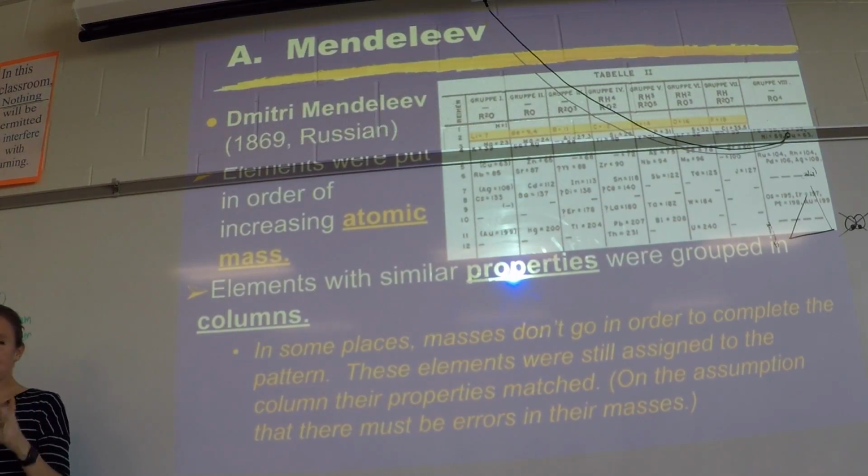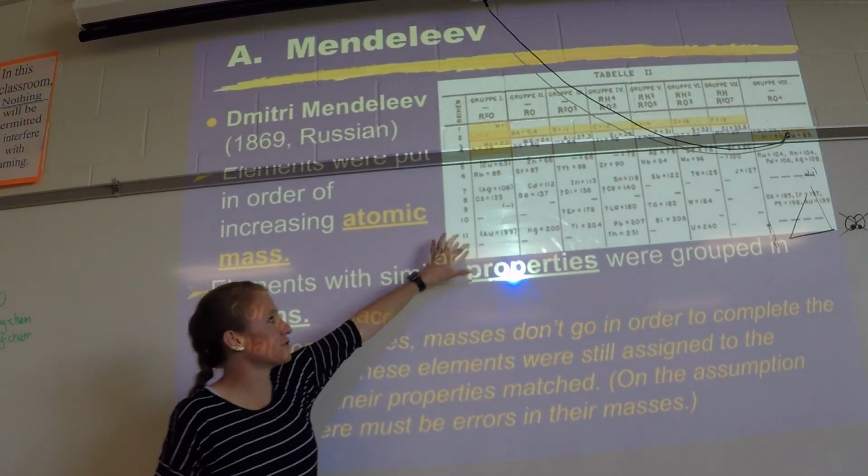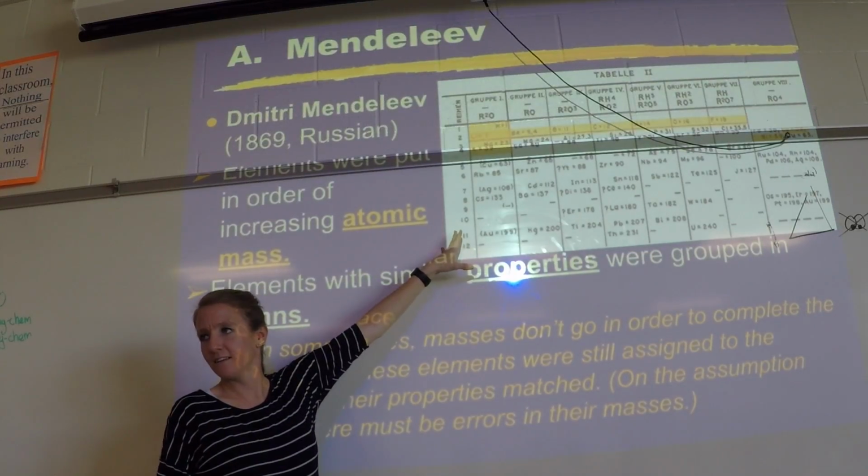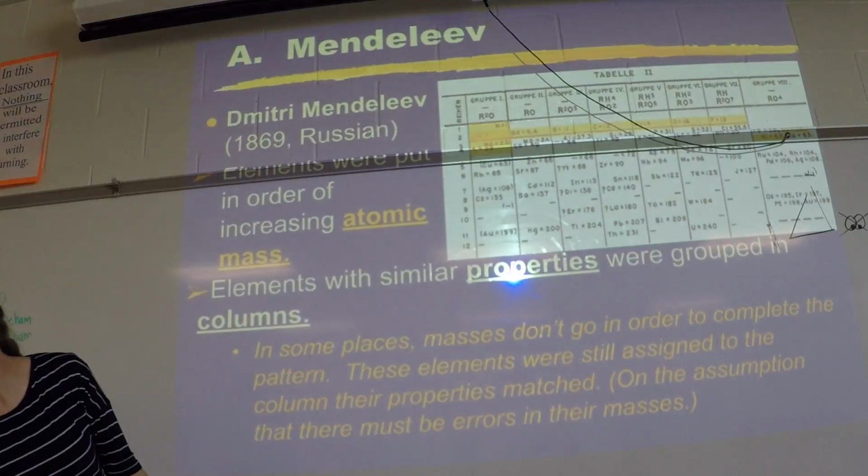Okay? Mendeleev's table had some errors though. By using the masses, sometimes the properties weren't lining up like they should, and we'll learn how that got fixed here in a second. And this is actually what his original periodic table looked like. He just started organizing them.